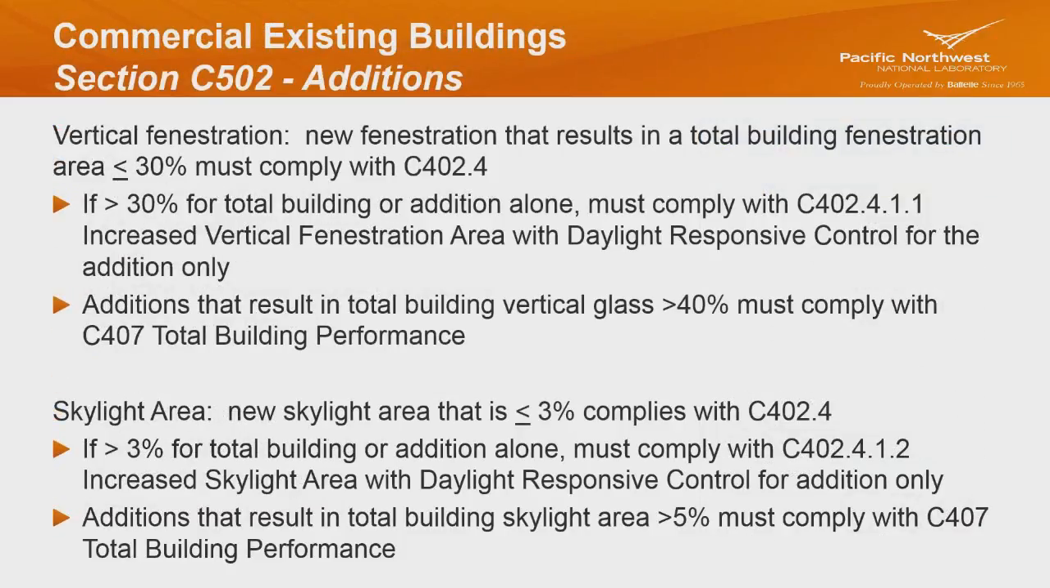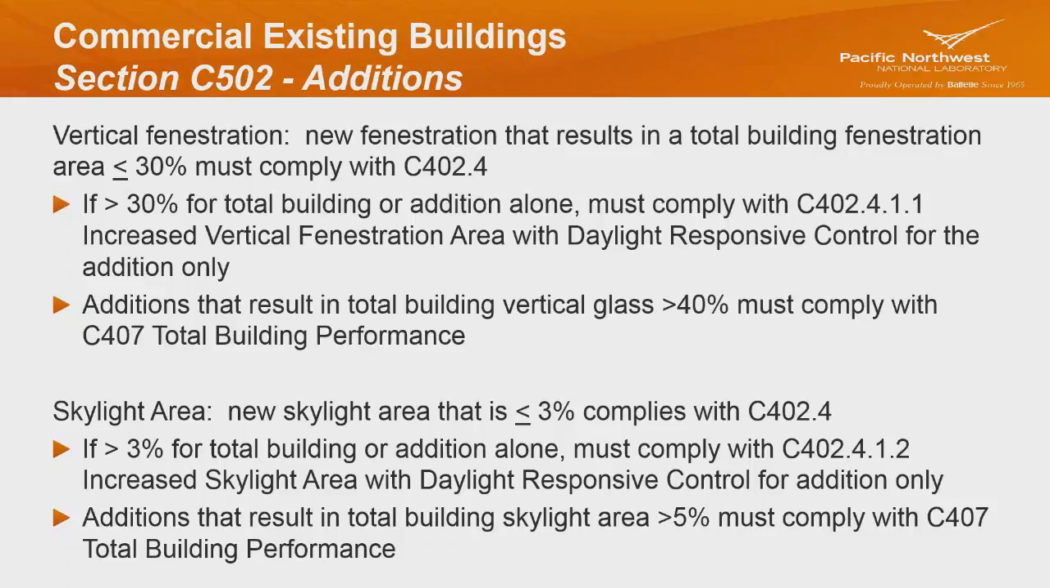So with additions, we're back over in section C502 in the ICC. There are some provisions for additions. Now I'm on additions, vertical fenestration. There are some thresholds, and the threshold for window-to-wall ratio is 30%. So if I have a building or an addition, let's say the total building or the addition alone, that has greater than 30% fenestration, window-to-wall ratio, I'm going to have to go full performance-based, total building performance, unless there is a provision here that I can use.